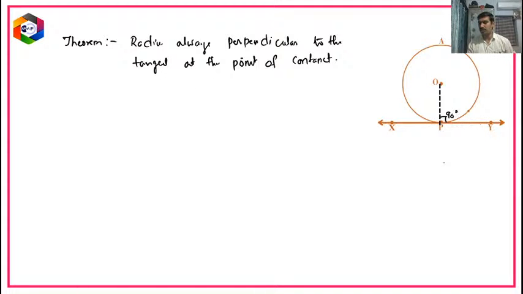If you find the angle between these two, then that will be equal to 90 degrees. Here OP is always perpendicular to XY, or we can write it another way: angle OPY, angle OPX, which will be equal to 90 degrees. This is another important theorem.